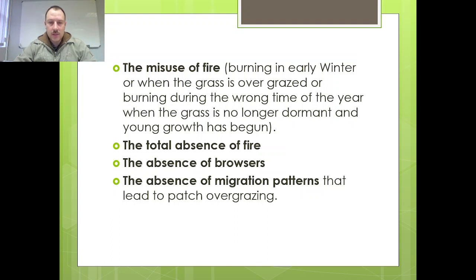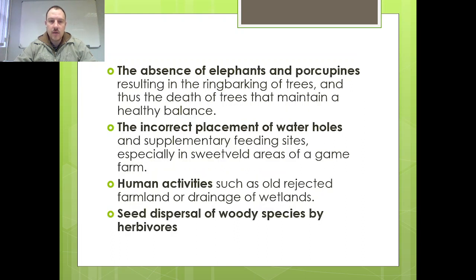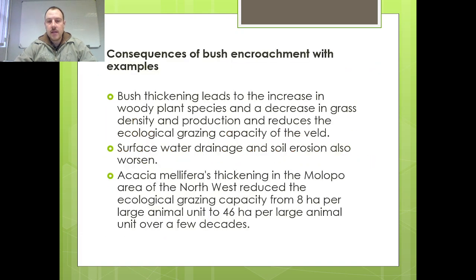Misuse of fire, the total absence of fire, the absence of browsers, the absence of migration patterns that leads to patch overgrazing, the absence of elephants and porcupines, those ecosystem engineers that might naturally ringbark the trees and kill off some of them. The elephants obviously not only ringbark but push over the trees and kill them. The incorrect placement of water holes, human activities, seed dispersal of woody species by herbivores. Okay, so that's a bunch more causes, oorsake.